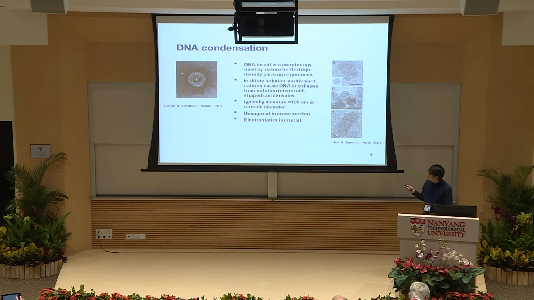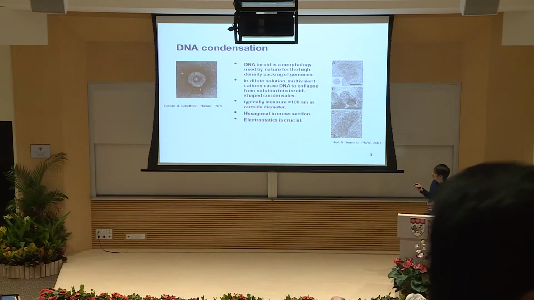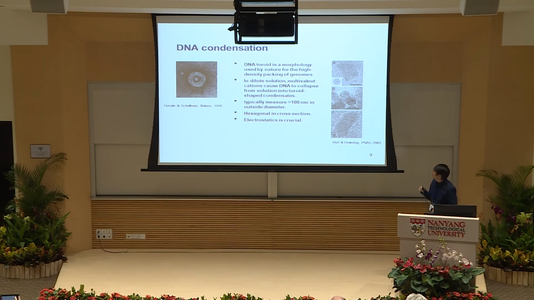This cryo-TEM picture is actually from more than 40 years ago. It showed a DNA condensate in a very dilute solution. As you can see, in the dilute solution, if we add some condensing agent, DNA can collapse and form this kind of toroidal structure. And the size of this kind of particle is around 100 nanometers.